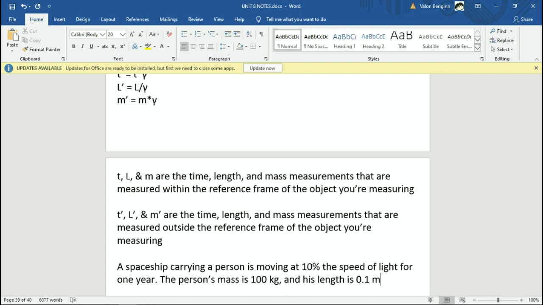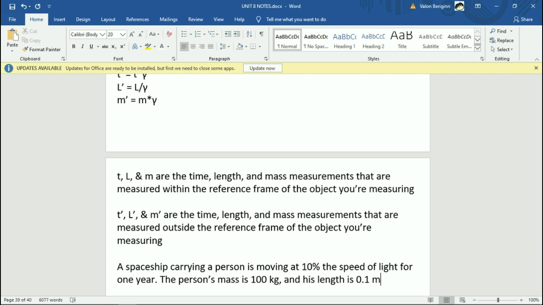When I say length, by the way, I mean it's in the direction of the thing that's moving. For example, if he's standing facing toward the front of the spaceship, then the length would be the distance from the front of him to the back of him. That's why I said 0.1 meter. It's a bit short, especially for 100 kilograms, but I'm just making the numbers easy. So, for example, if he was lying down, with his head towards the front of the ship and his feet towards the back, then that's the length you're talking about. It's the direction that is with the direction you're moving.